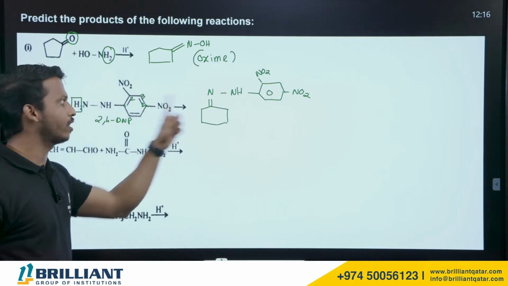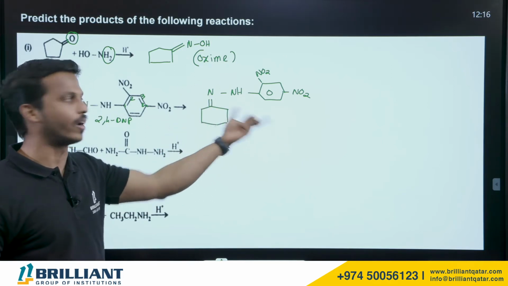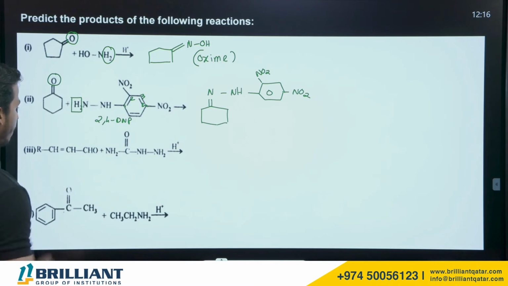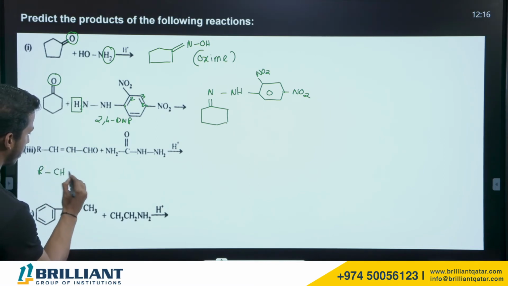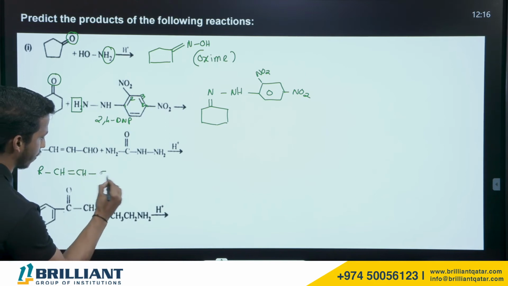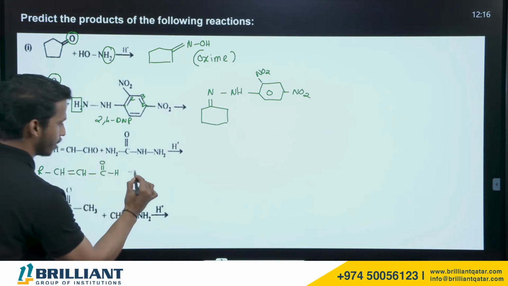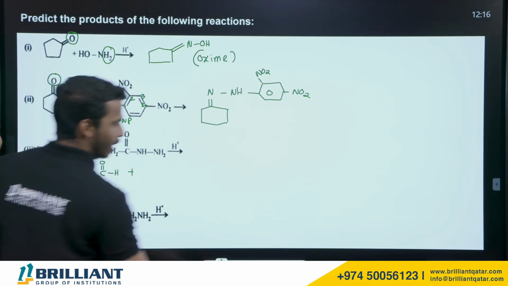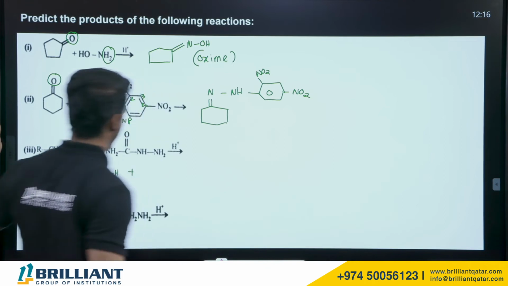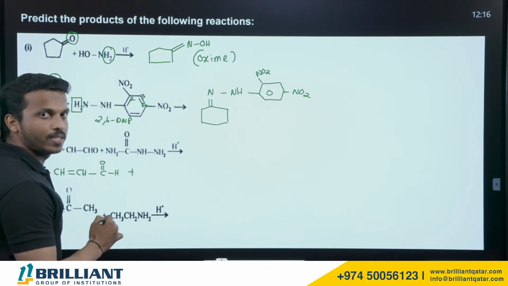When you react 2,4-dinitrophenylhydrazine, the product is called what? 2,4-dinitrophenylhydrazone, right? Hydrazone. What about here? Same thing. I'm just rewriting this compound, RCH double bond CH, CHO group. Let me write it as CHO like this. Plus, what is this compound, dear student? Semicarbazide. See, they will give you this question in a tricky manner. NH2CONHNH2 is called semicarbazide.